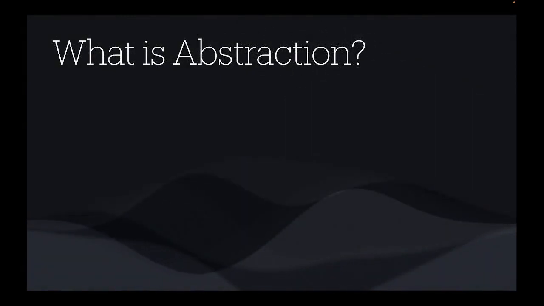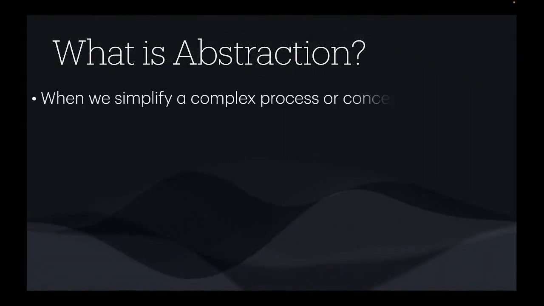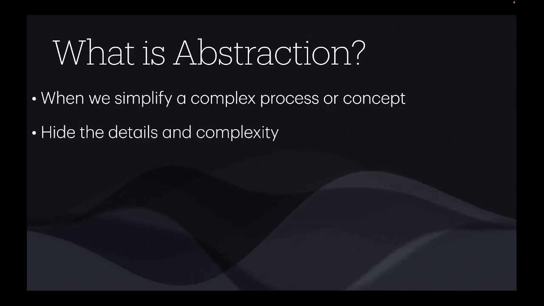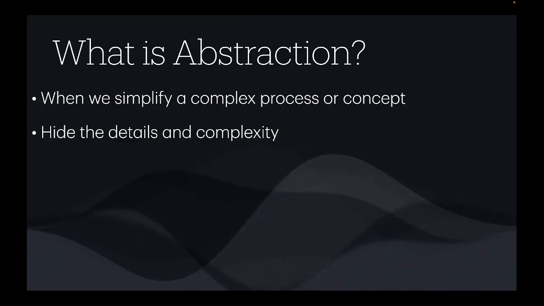We'll start with abstraction. Abstraction is when we take something that is potentially complex or complicated and we reduce it down to something simpler so that we can work with it and talk about it. Put another way, it's this idea of hiding details and hiding complexity inside something that's packaged up in a simpler way. We do this all the time in our lives.